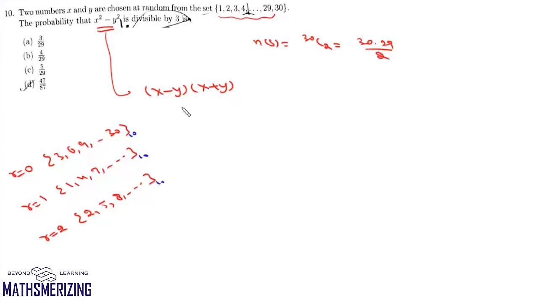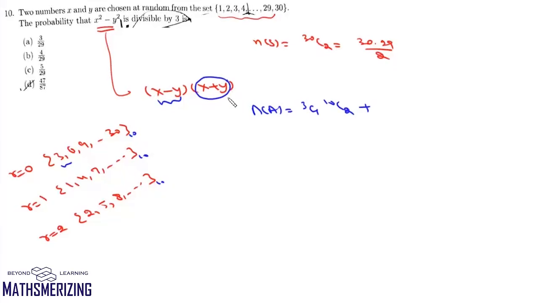Now this number x square minus y square will be divisible by 3 when both the numbers belong to the same set. So either it can be from the first set or from the second one or from the third one. So we can choose any of the sets in 3C1 ways, and from this set we can select any two numbers in 10C2 ways. Or when x plus y is divisible by 3.